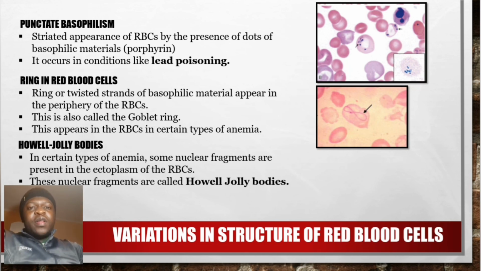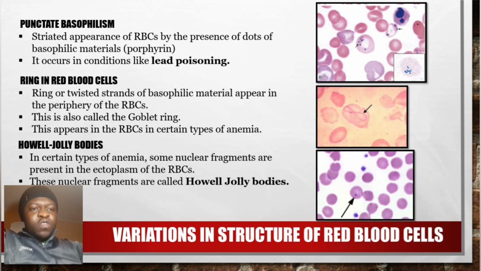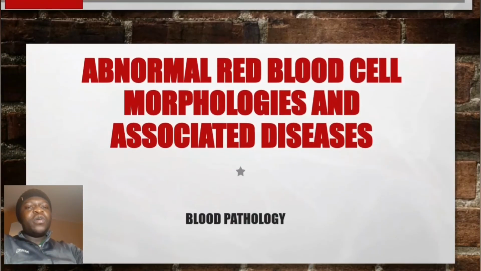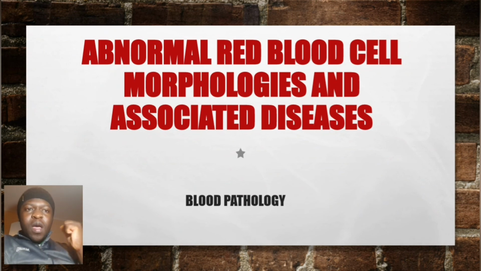The next one is Howell-Jolly bodies. Howell-Jolly bodies, right? Forgive my pronunciation, right? But this is another condition in some types of anemia where you find nuclear fragments inside the ectoplasm of the RBCs, right? So, like here. For now, don't worry about this, because in the next video, I'm going to cover in great detail the conditions associated with different morphologies, right? So the video title will be Abnormal Red Blood Cell Morphologies and Associated Diseases. Until next time, guys.